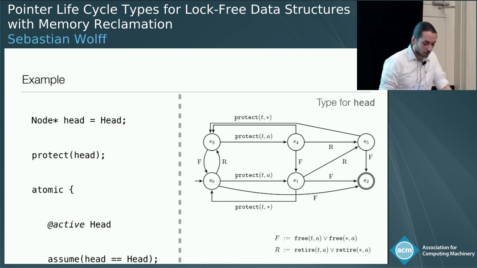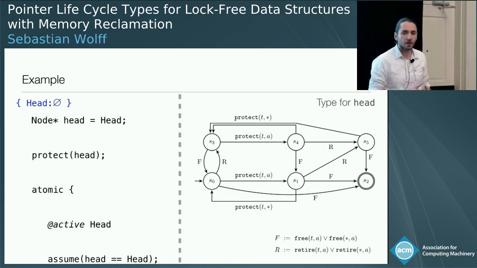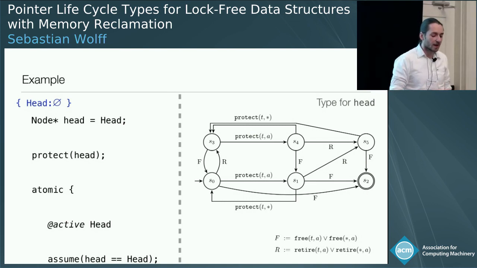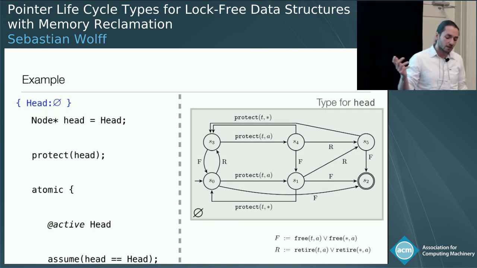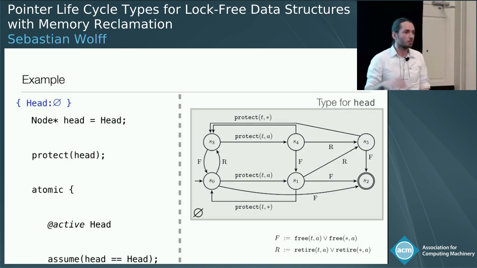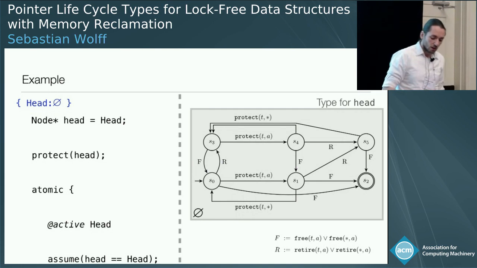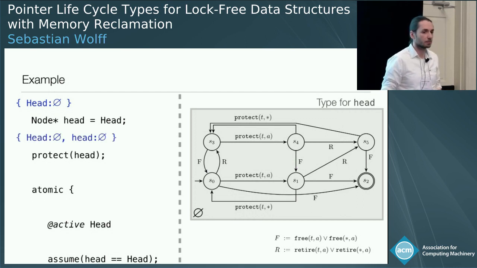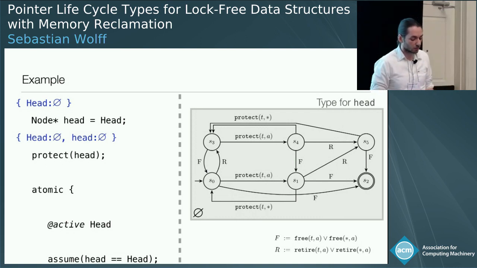Okay, so let's get going. In the beginning of our type check, we start with a type environment that just contains the shared pointers. So we only have the head pointer, and its type is empty. So we do not know anything about the memory that is referenced by this pointer. So at the right-hand side in the automaton, this no knowledge means that we could be in any state of the automaton. Creating a local alias of the pointer just copies over the type binding, so we end up with both pointers having the empty type.